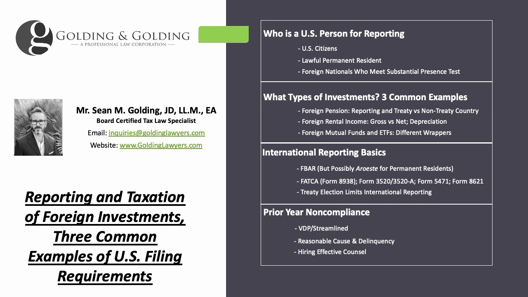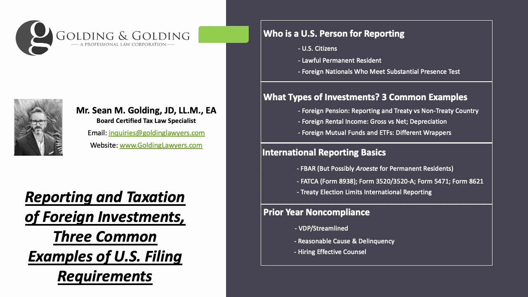Three main categories of individual, and as a side note, we're focusing on individuals, right? Domestic entities, foreign entities, not for purposes of this presentation. Three types of individuals who are typically considered U.S. persons for tax purposes: U.S. citizens, lawful permanent residents, foreign nationals who meet the substantial presence test. If you fall into any one of these three categories, then you're considered a U.S. person for tax purposes unless an exception to substantial presence or possibly a treaty election to be treated as a foreign person for tax purposes may apply.